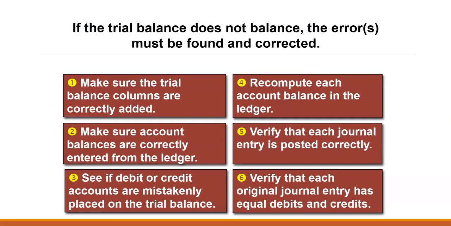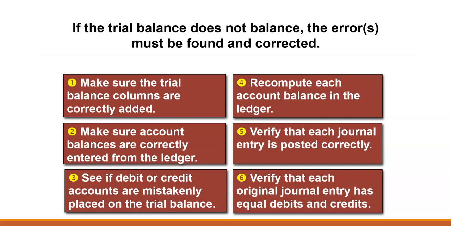What happens if our trial balance doesn't balance? Well, we need to find those mistakes if that happens. First, we're going to check our math. Did we add them up correctly? We're going to make sure that we took that information correctly from the ledger. Did we accidentally move a debit or a credit account? We're going to verify that each journal entry is posted correctly. We're going to make sure that each journal entry has equal debits and credits.